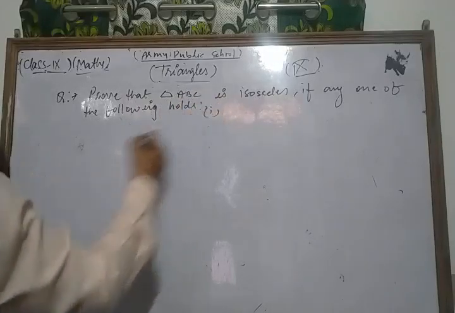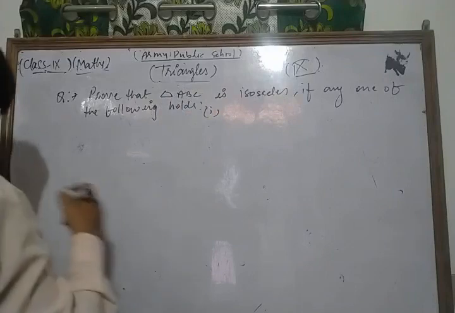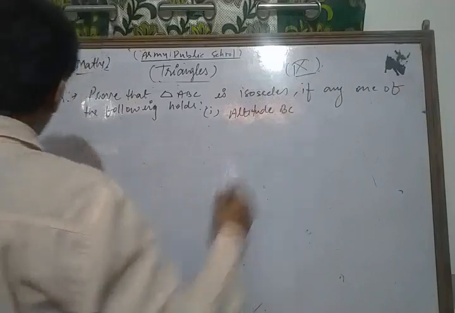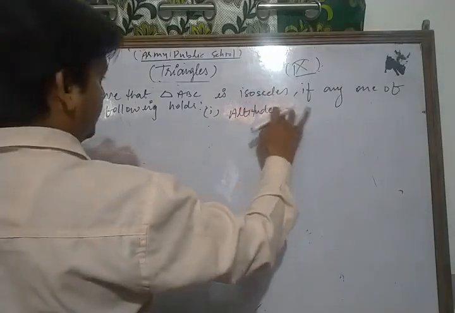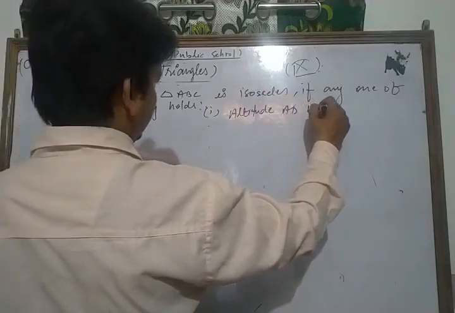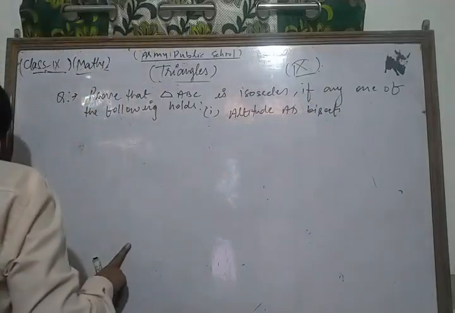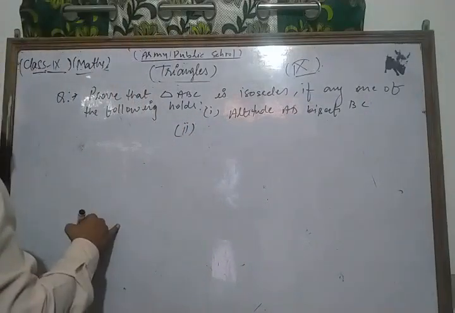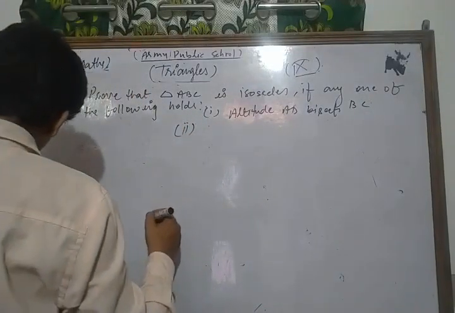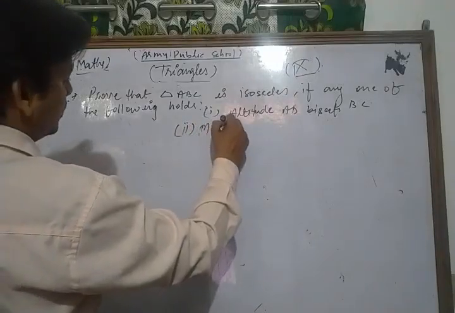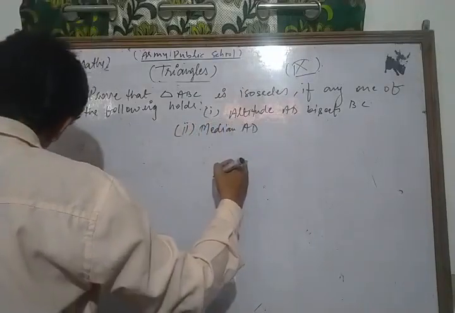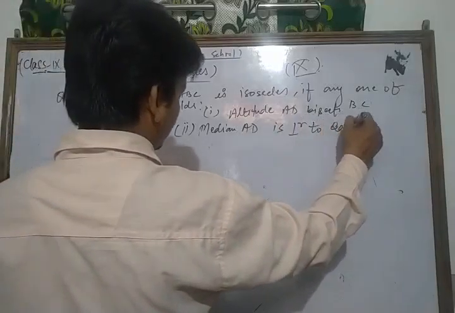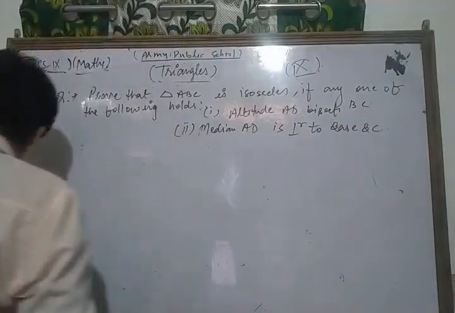First part of that question is what? Altitude AD bisects BC. Second one is what? Median AD is perpendicular to the base BC.